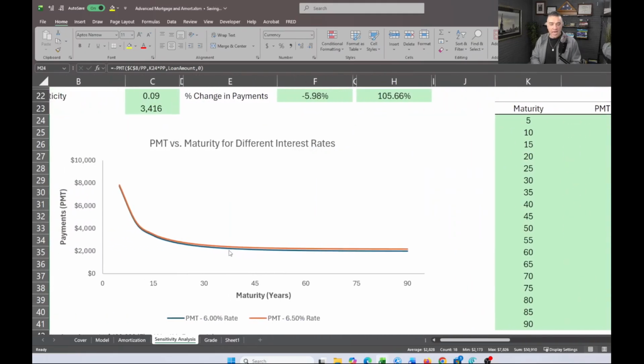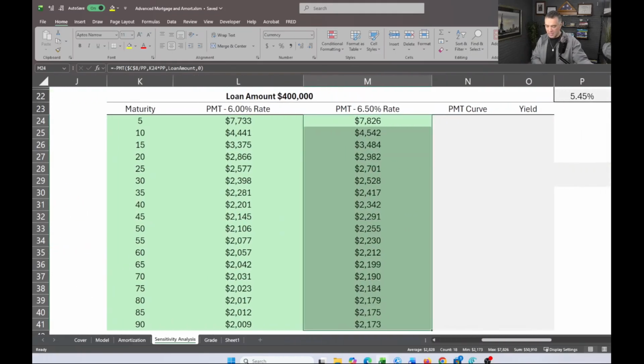There we go. And what I really want to show here, look what goes on. When you increase maturity past a certain point, payments don't change much. At the beginning, it does. From a 5 to a 15 to a 30, it does have a dramatic change, but it levels off around 30 to 40. Why? Because of compound interest. If you increase it to a certain point, you're paying so much interest. And we'll show what that looks like in a bit.